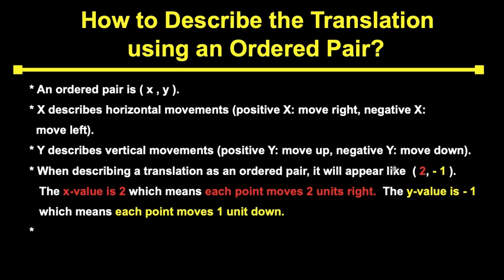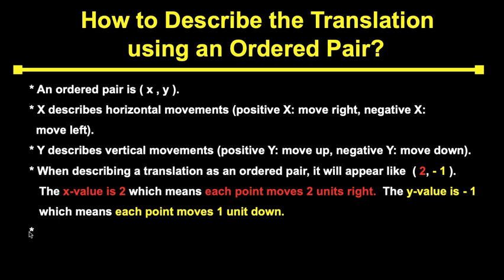So you have this ordered pair right here, 2, negative 1. That is the ordered pair to describe the translation. So your x value is 2, which means that every point will move 2 units to the right. The y value is negative 1, which means that every point will be moving 1 unit down.